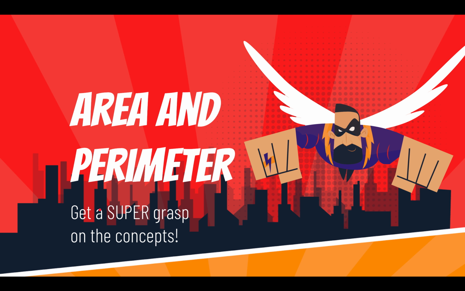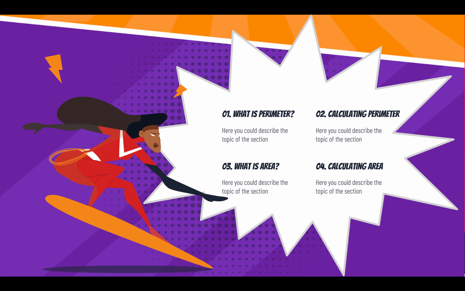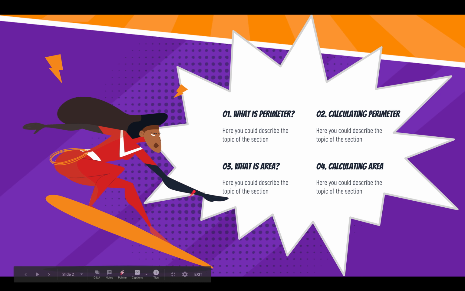Well, let's get started. I'm going to tell you what we're going to cover today, and then we can start with the fun stuff. Alright? Let's go. So, the topics we have for today are what is perimeter, calculating perimeter, what is area, and calculating area. We're going to be doing it for two shapes, the square and the rectangle. Now we can get started with the fun stuff.